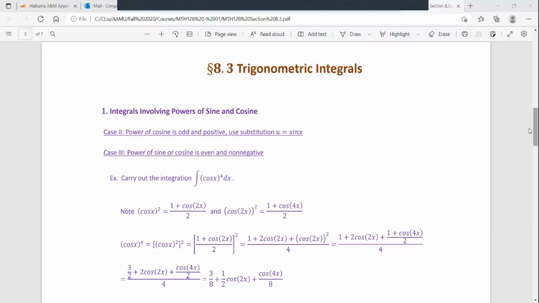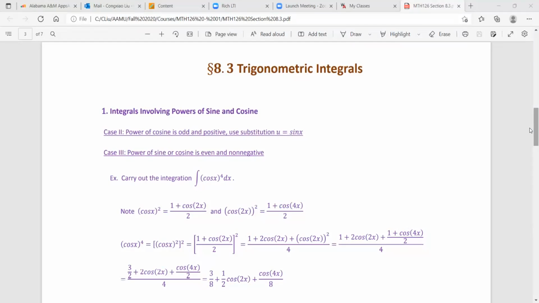In 8.3, we're going to talk about the trigonometric integrals. This is a type of integral that involves a lot of techniques. Especially, we're going to use substitution quite a bit for trigonometric integrals. Trigonometric integrals essentially means, in the integrand, you have trig functions, and usually it takes a lot of effort to do the integral.